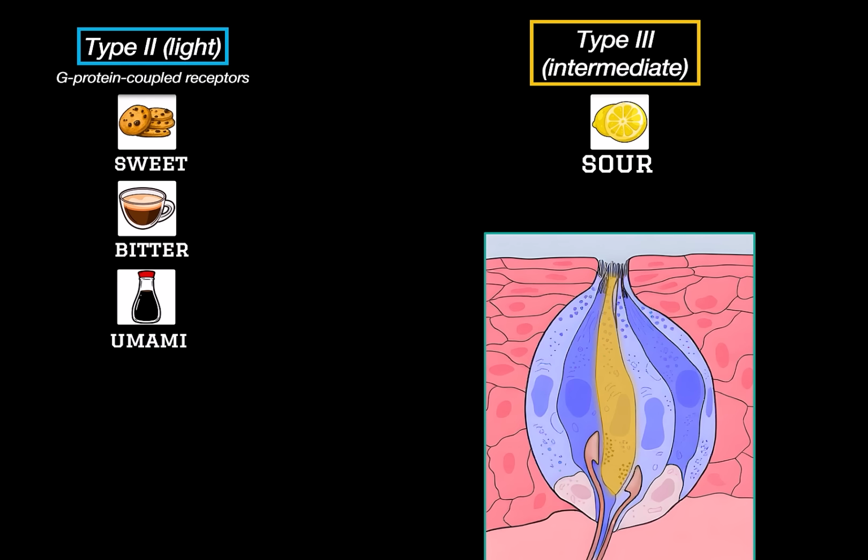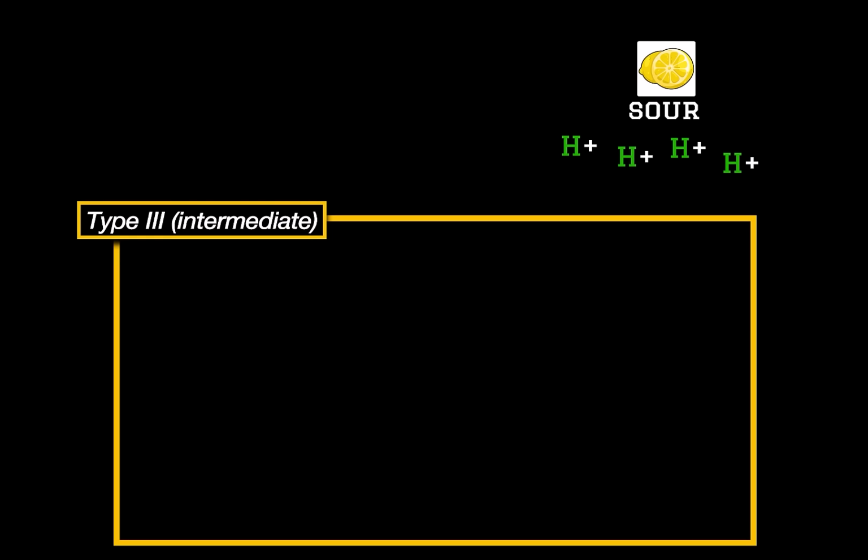Sour taste is detected by type III taste cells, and the key trigger here is the hydrogen ion, H+, from acidic food. When acid enters the mouth, hydrogen ions activate OTOP1 channels on the taste cell membrane. These specialized proton channels allow hydrogen to flow directly into the cell. This proton entry does two things simultaneously.